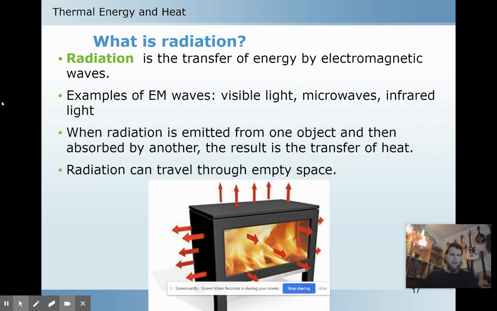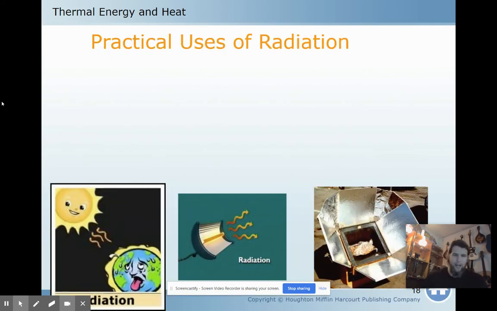If you've ever been around a really hot object, you don't have to touch it to know it's hot. If you just put your hand around it, you can feel the heat coming off of it. That is heat radiating off of that hot body. Therefore, we have thermal energy and heat transfer by radiation.